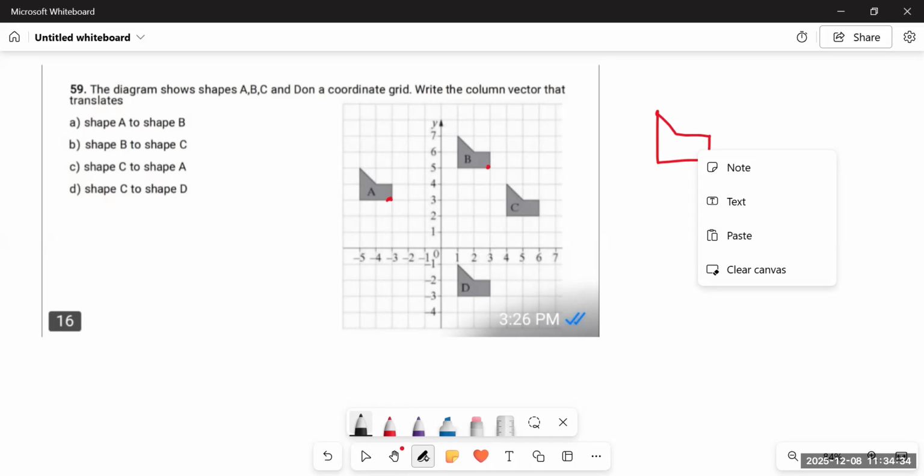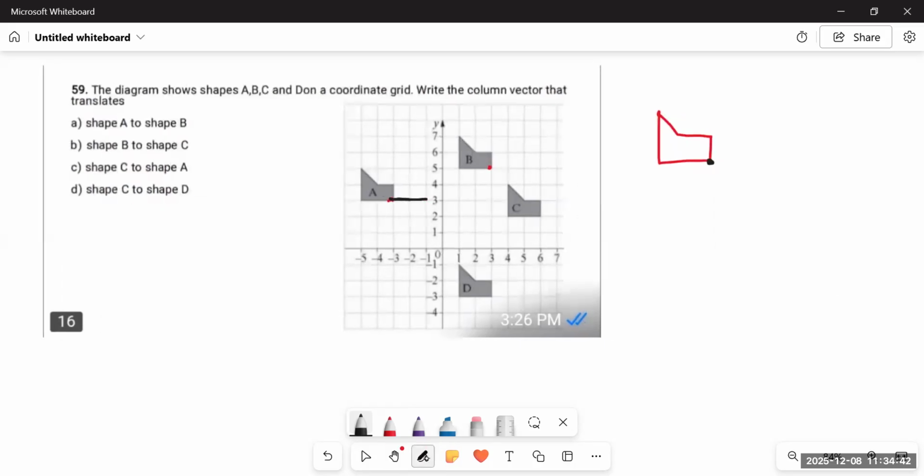So we have to figure out the distance between the two in terms of right or left, up and down. If we start moving from here, we have to see how many squares we have to go to the right side since it's on the right side of A. 1, 2, 3, 4, 5, 6. 6 to the right and 1, 2, 2 up. So the column vector would be 6, 2.